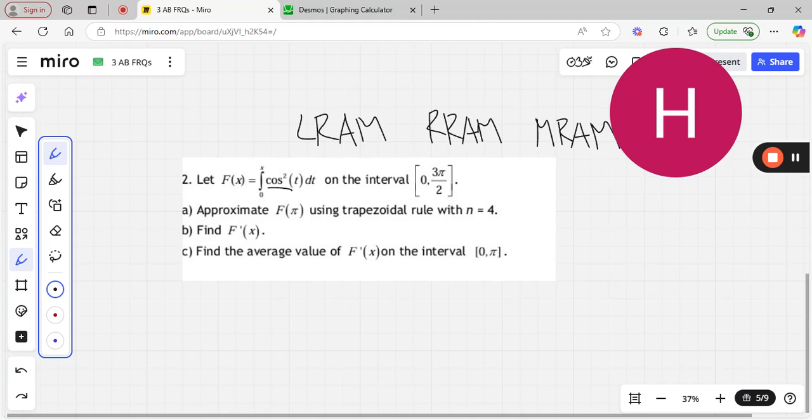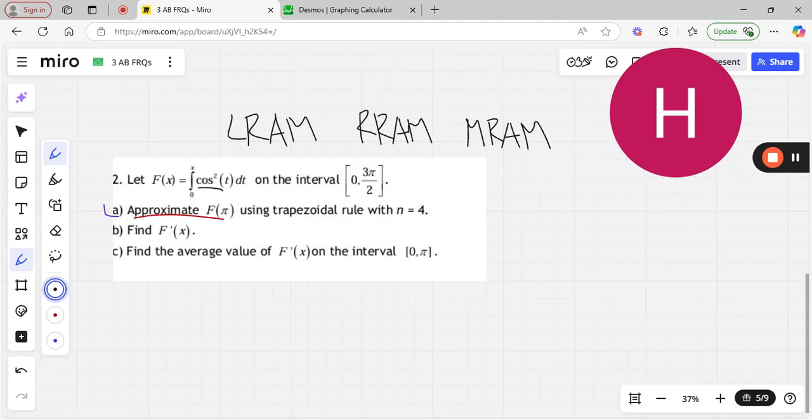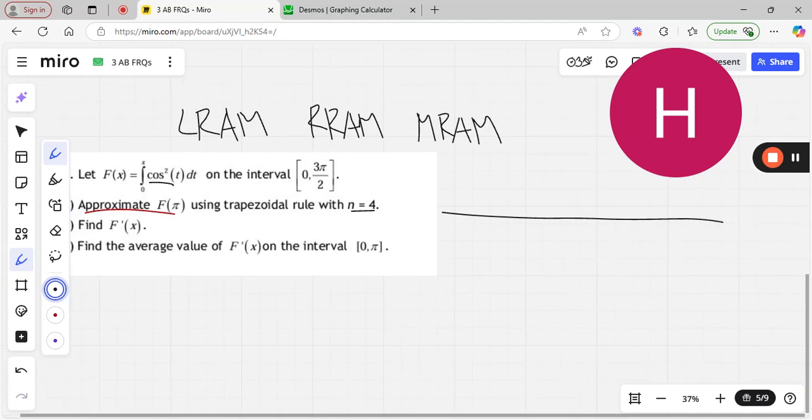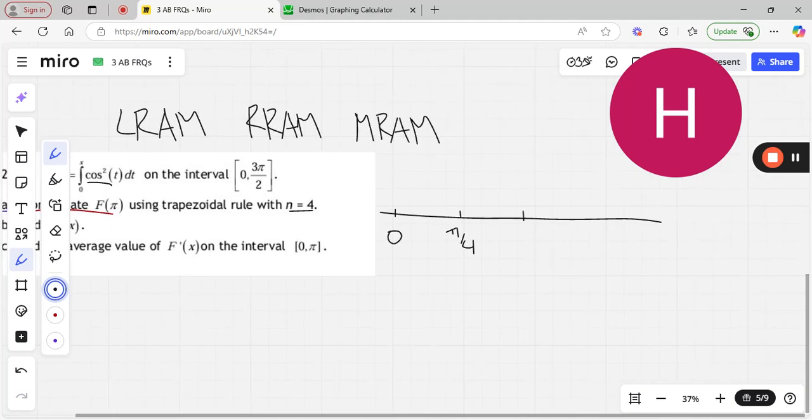Now, they want us to approximate f of pi using the trapezoid rule. So we want to approximate the integral from 0 to pi of cosine squared t dt. And if we're using n equals 4, that means that we're going to be creating our trapezoids from 0 to pi going by fourths. So here we have 3 pi over 4, and here we have pi.